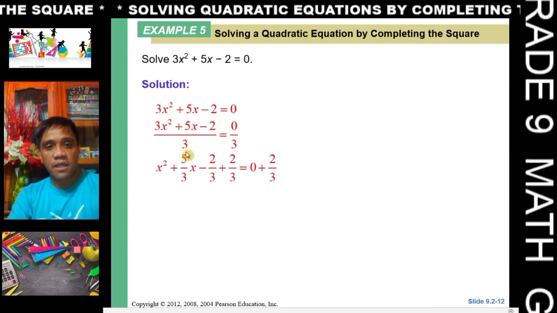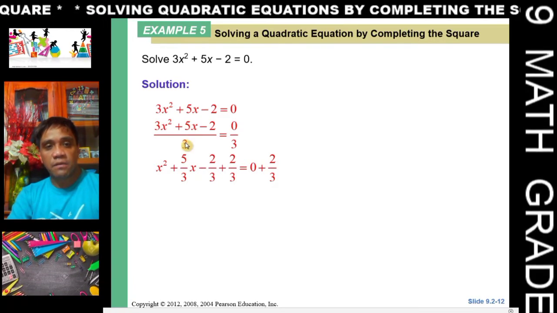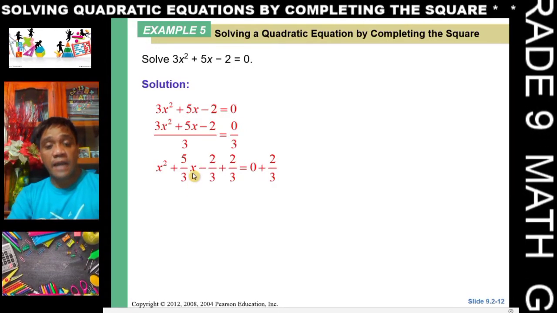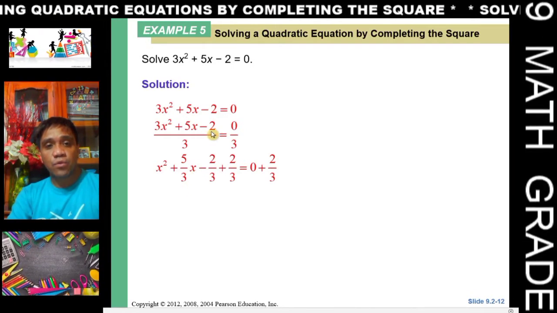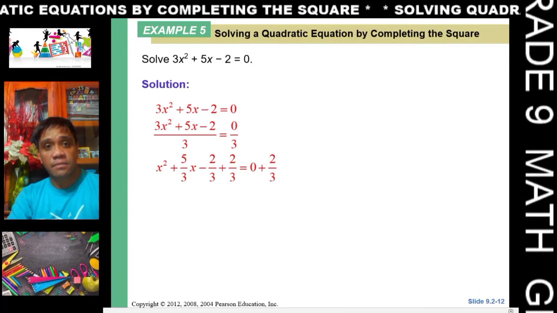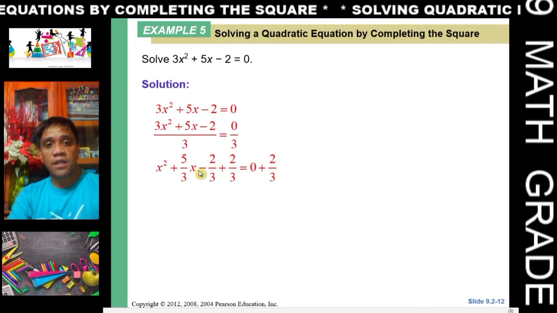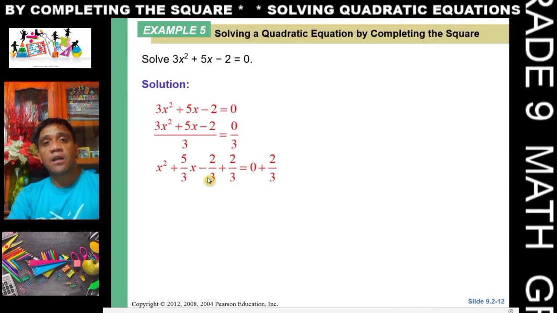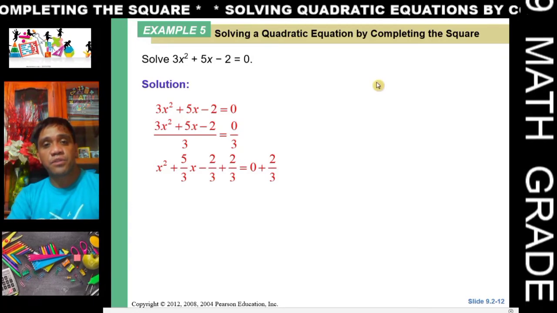5 divided by 3 is already simplified, so copy the fraction, which is 5/3. Then copy the variable x. Then negative 2 divided by 3 is still the same since it is already simplified, so it is equivalent to negative 2/3. After this is the constant term, which is negative 2/3, which must be on the right side.